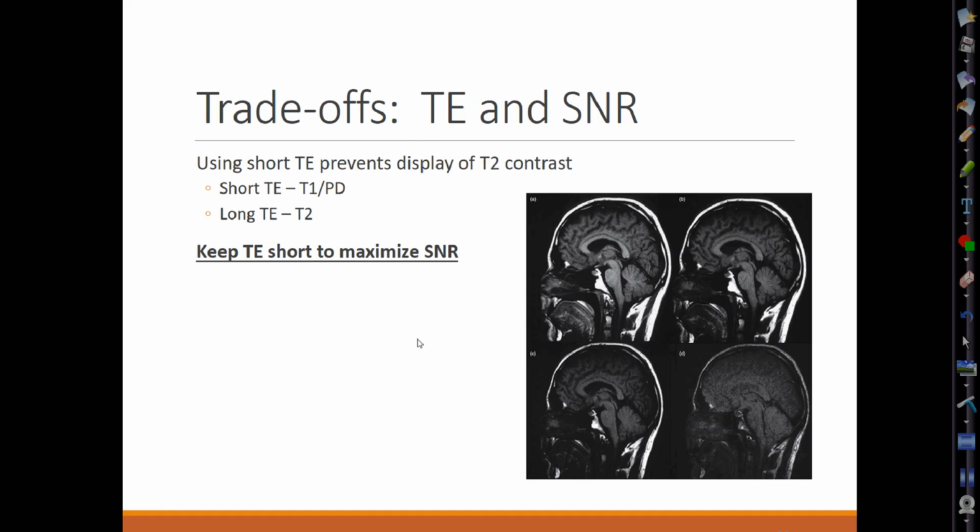So on these images here, in the corner of your screen, which one do you think has the longest TE? D. Good. So that is a TE of about 80 milliseconds. And then A, in comparison, is a TE of about 11 milliseconds.